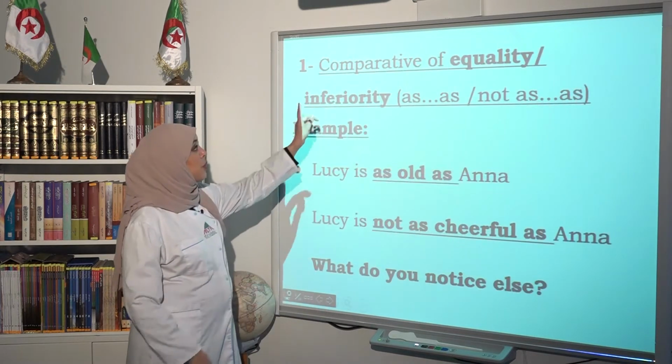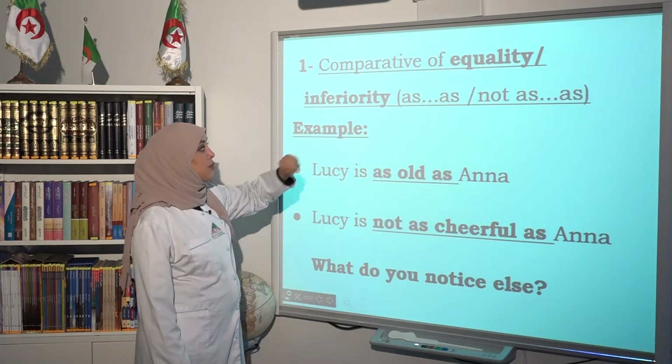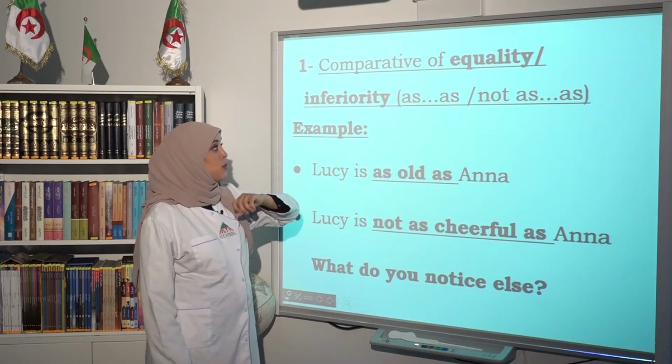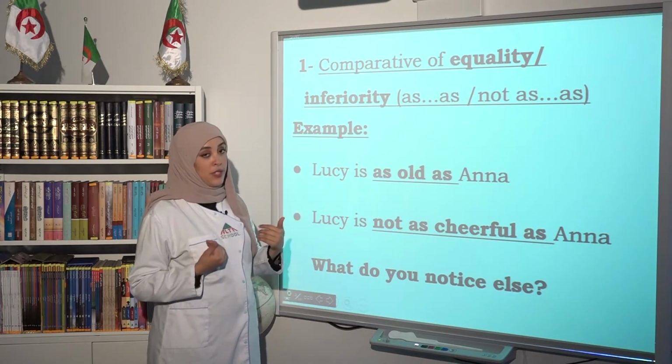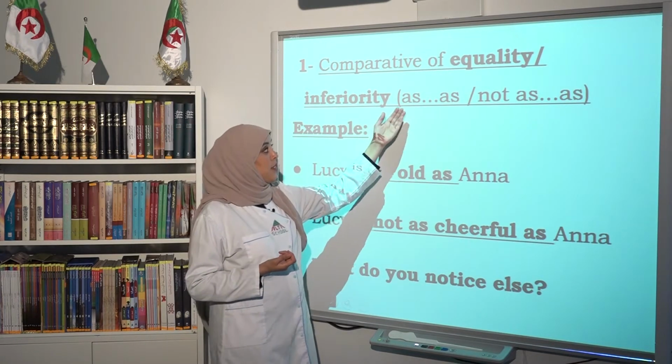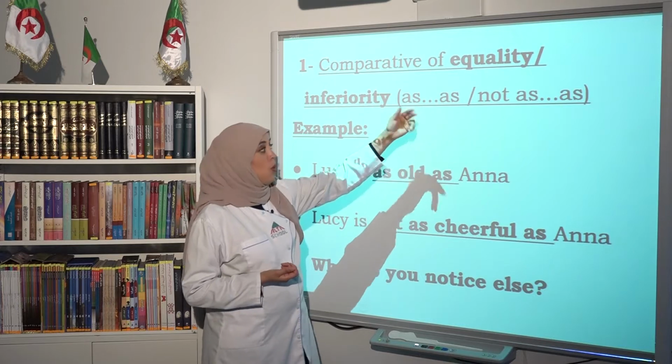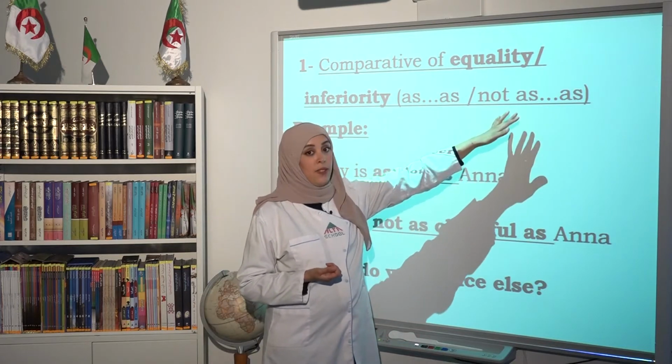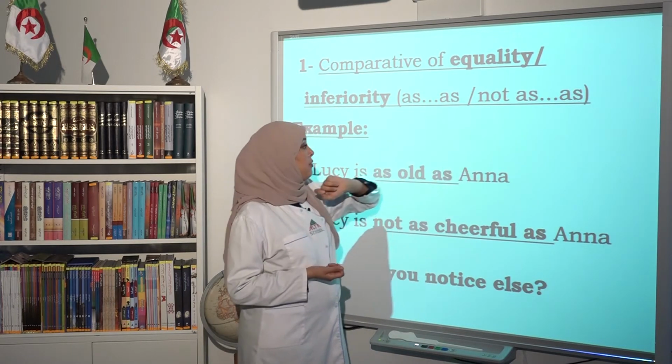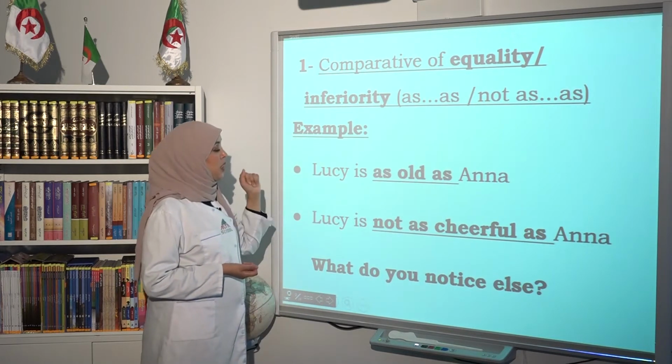Now, what do you have? You have comparative of equality and inferiority. Whenever you want to express equality or inferiority, what do you use? You use as plus adjective plus as, or not as plus adjective plus as. This one refers to inferiority. We have two examples here.